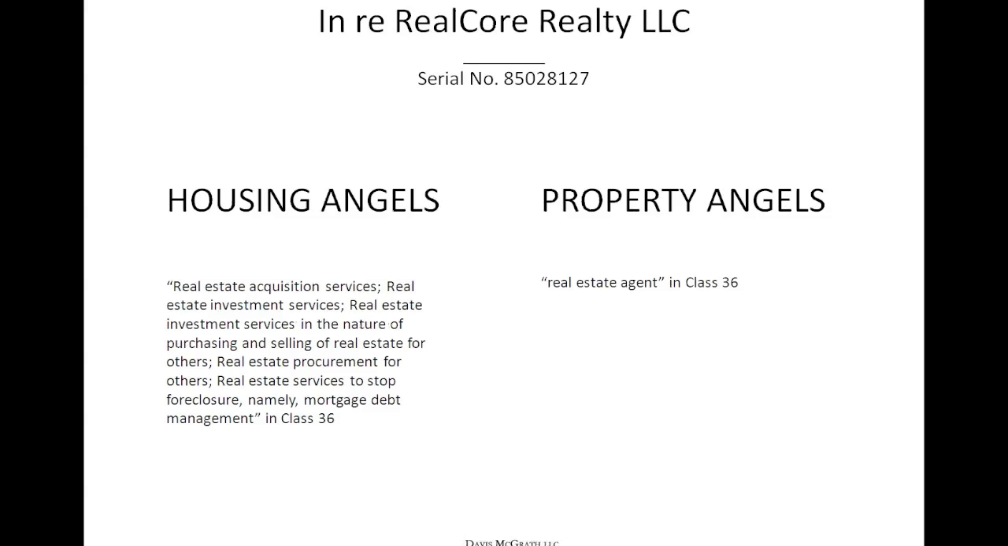The next case is another interesting one with competing real estate services. The application on the left for Housing Angels is for real estate acquisition services and real estate investment, and real estate services to help stop foreclosure. It's more related to somebody coming in to buy houses that are in foreclosure. They're called Housing Angels, and they were refused for this registration for the one on the right, Property Angels, for real estate agent in Class 36.